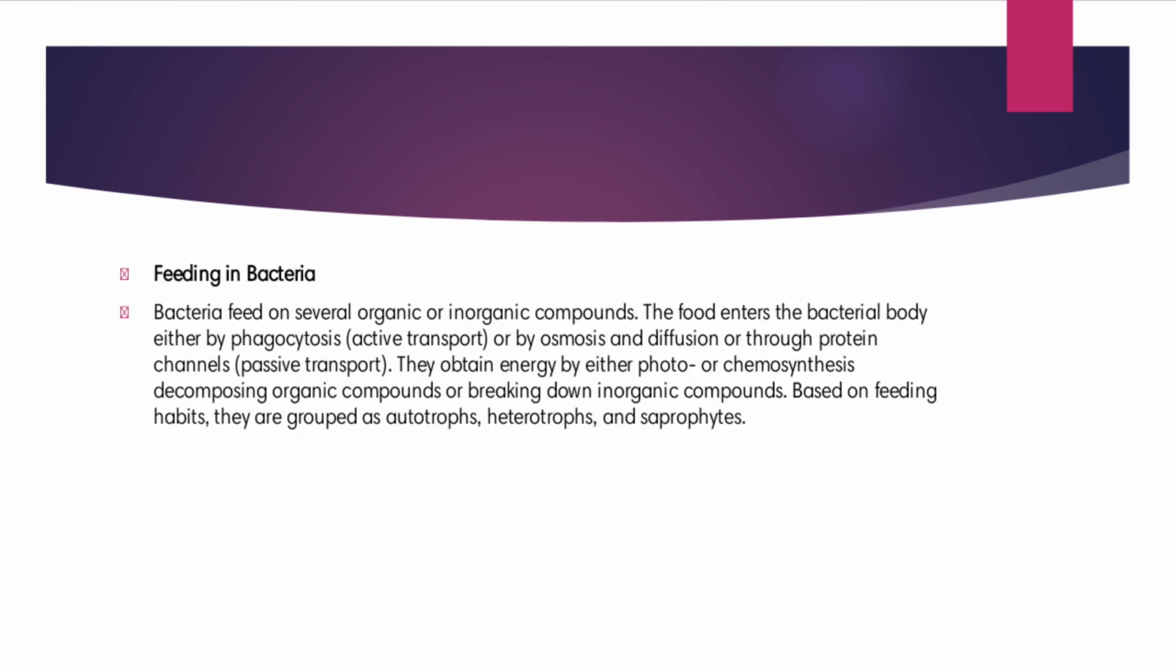Feeding in bacteria. Bacteria feed on several organic or inorganic compounds. The food enters the bacterial body either by phagocytosis, by osmosis and diffusion, or through protein channels. They obtain energy by either photosynthesis or chemosynthesis, decomposing organic compounds or breaking down inorganic compounds. Based on feeding habits, they are grouped as autotrophs, heterotrophs, and saprophytes.